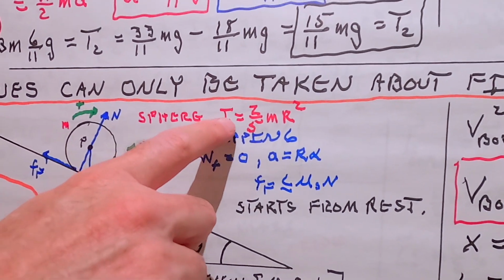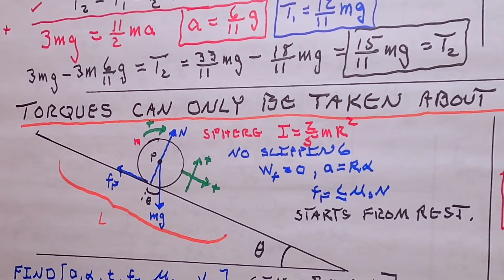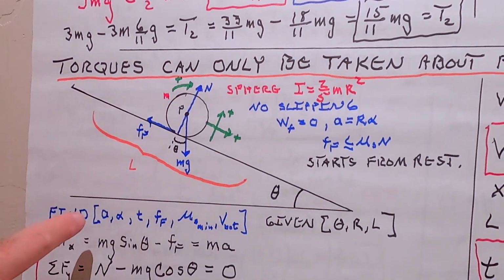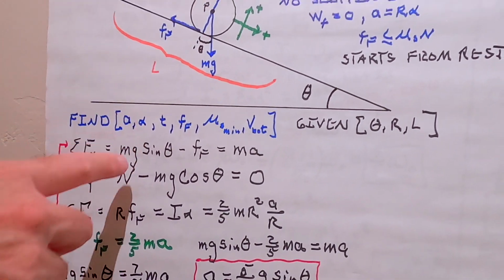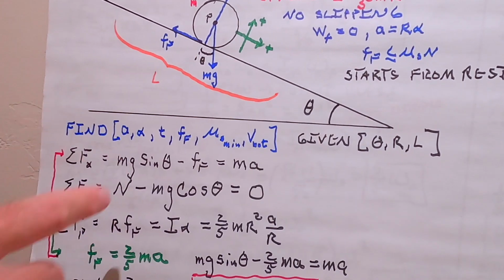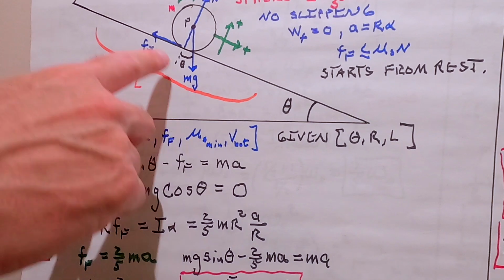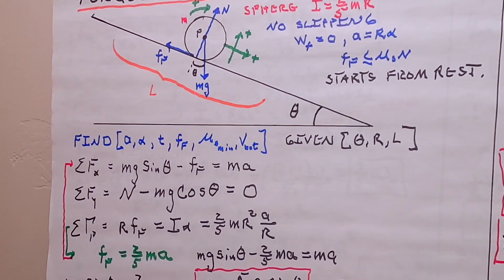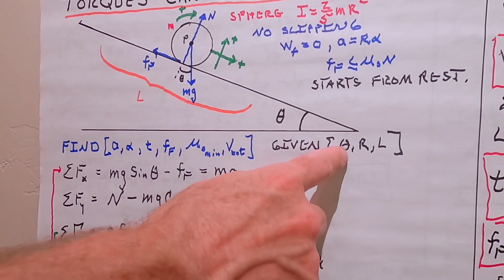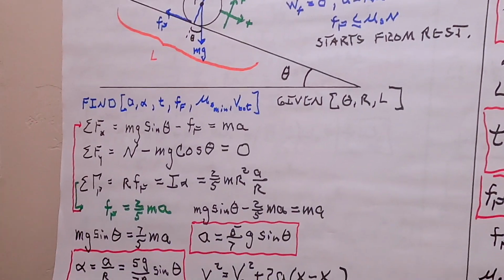We know I of a sphere is 2/5 mr squared. It starts from rest right here. And what do we want? Let's find a bunch of stuff: the acceleration, the angular acceleration, the time it takes to get down, the frictional force. What's the minimum coefficient of friction so it doesn't slide? And what's the speed at the bottom? Given the angle, the radius, and how far it goes.